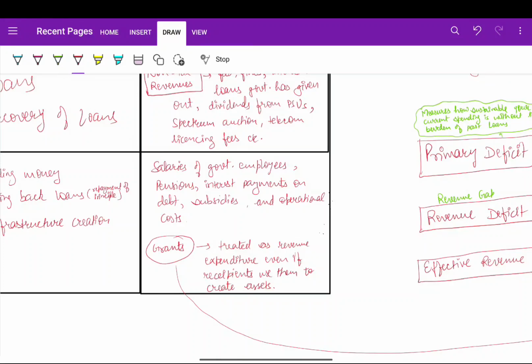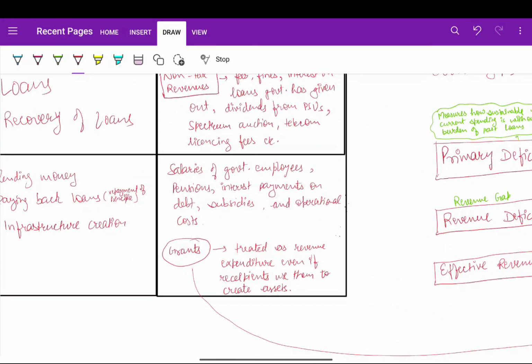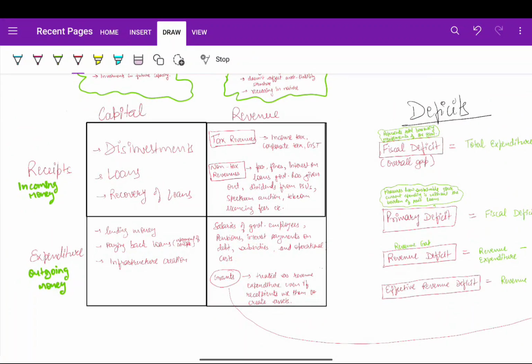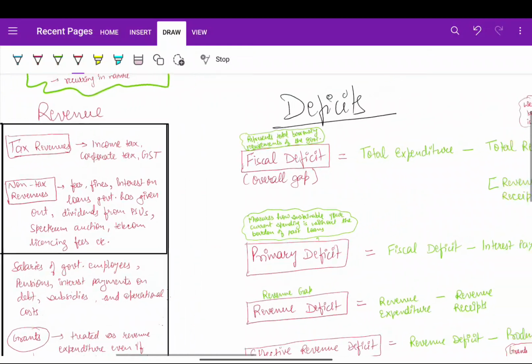Grants also come under the revenue expenditure, even if the recipient is using them to create assets. Like if the union government is giving grants to a state and the state uses it to create a capital asset, still it would show up as revenue expenditure in the government's balance sheet.